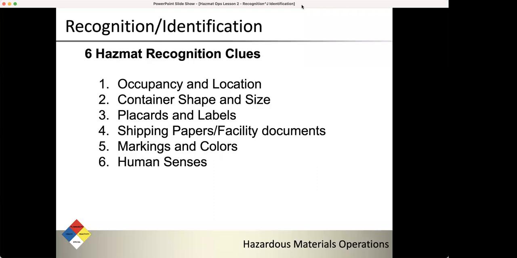There are 6 hazmat recognition clues. That's in bold, 6 hazmat recognition clues. You'll need to know what those are. We're going to talk about each one. Number 1, occupancy and location. Number 2, the container shape and size. 3, placards and labels. Number 4, shipping papers or facility documents. Number 5, markings and colors. And number 6, the one we really don't want to use, at least not our own, is human senses.